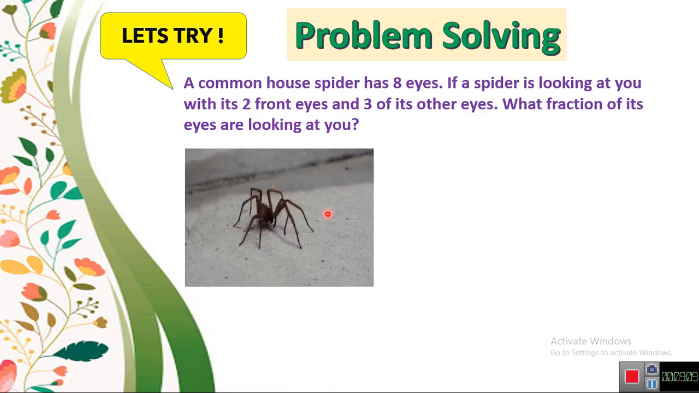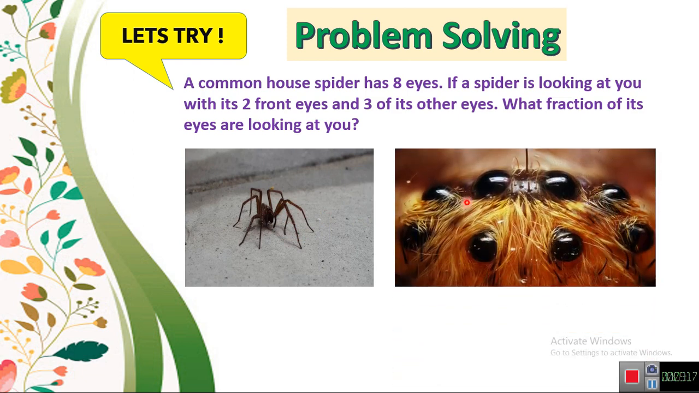This is a common house spider, and I can't see its eyes here. So let me show you another picture with the 8 eyes. Wow, scary, creepy. Let's count the number of eyes. 1, 2, 3, 4, 5, 6, 7, 8. 8 eyes of a common house spider. Now, it says it has 8 eyes. I agree.